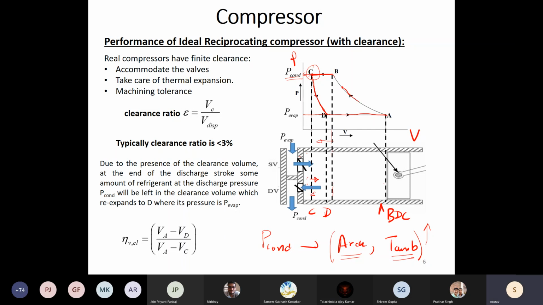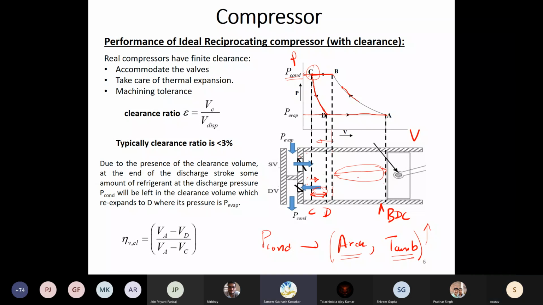So C to D, no mass intake. And A to B also no mass intake or exit. So no mass intake or exit during this period, and it becomes a closed system. You have suction happening after that.